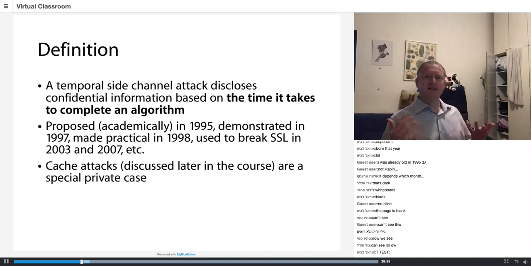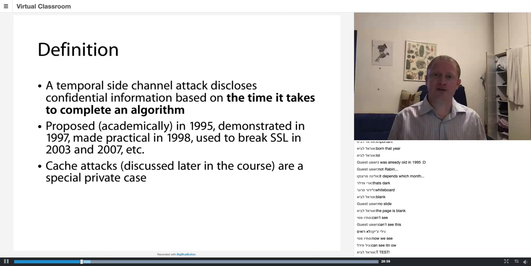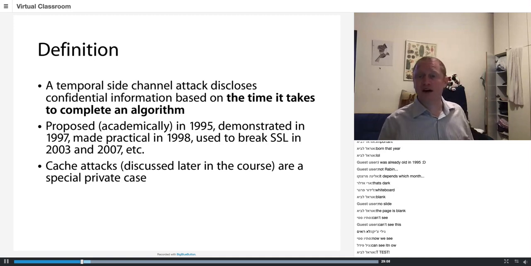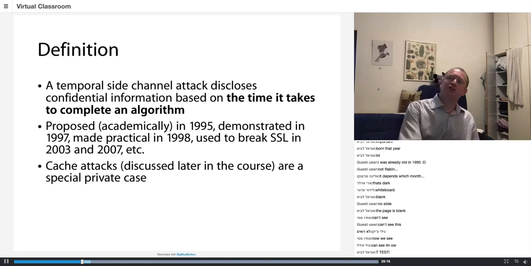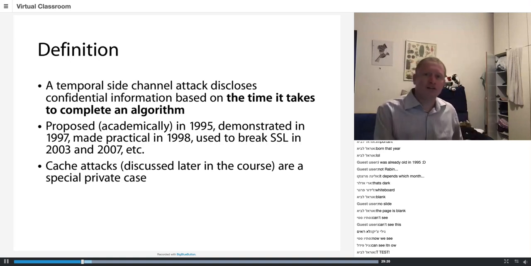Attacks is that you have a device with a secret, and the time it takes to complete an operation is a function of this secret. So now, in 1995, Kocher proposed it and got $1,000 from Netscape, which is cool. But there was no actual demonstration of a timing attack until 1997.